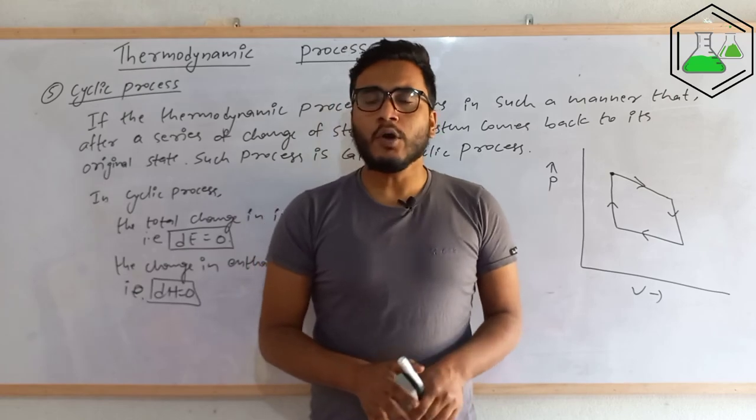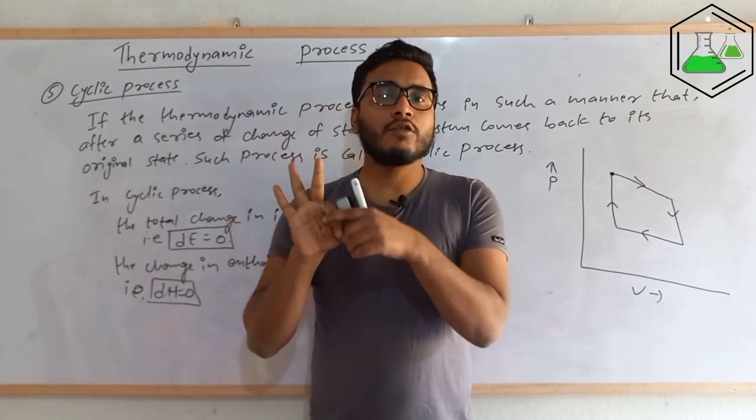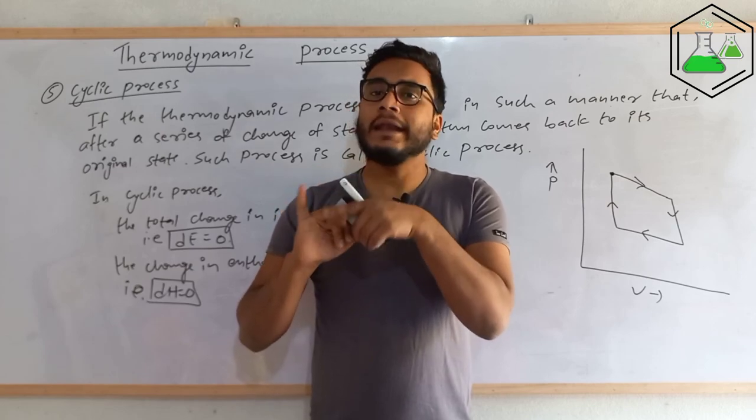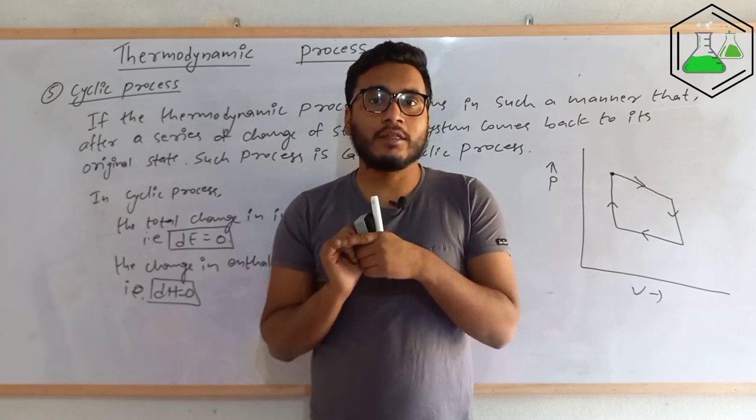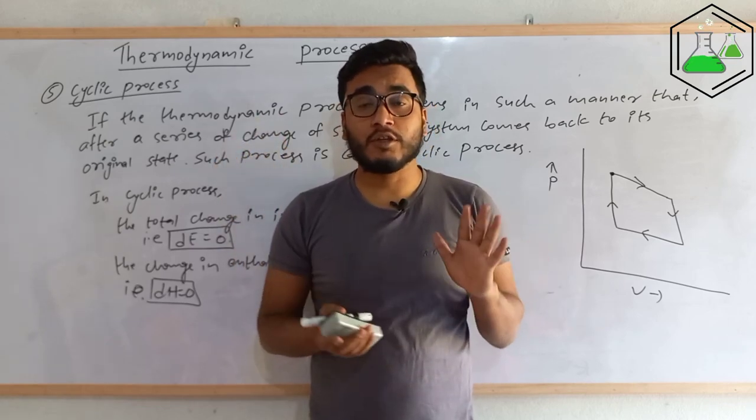So in this video, we talked about five processes. They are isothermal, isobaric, isochoric, adiabatic, and cyclic process. You need to understand all these processes in order to understand the thermodynamic process properly.